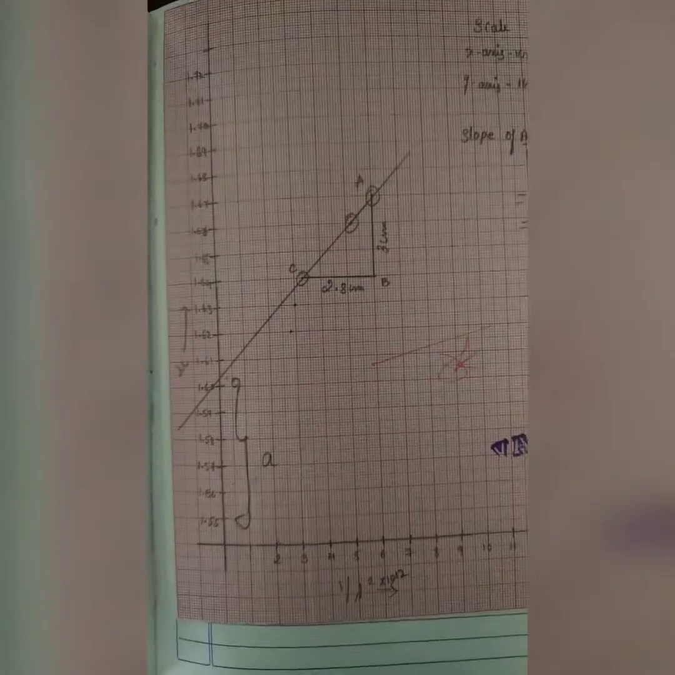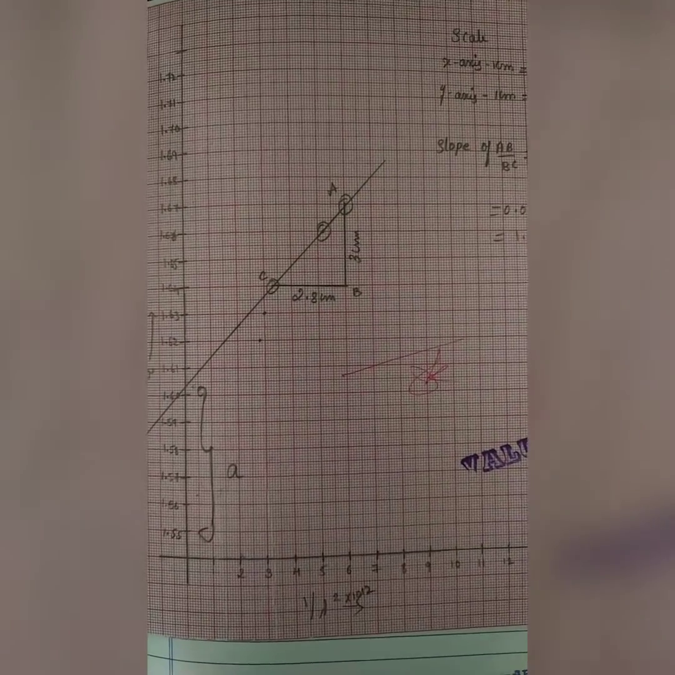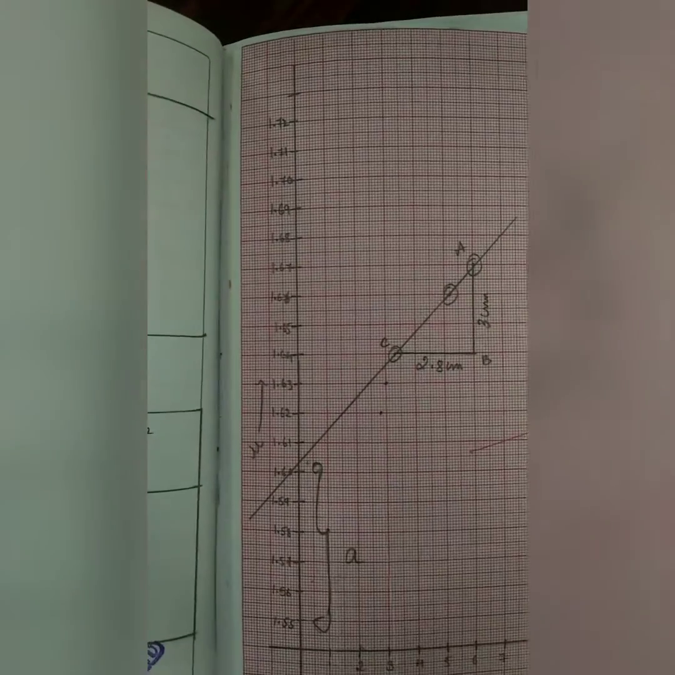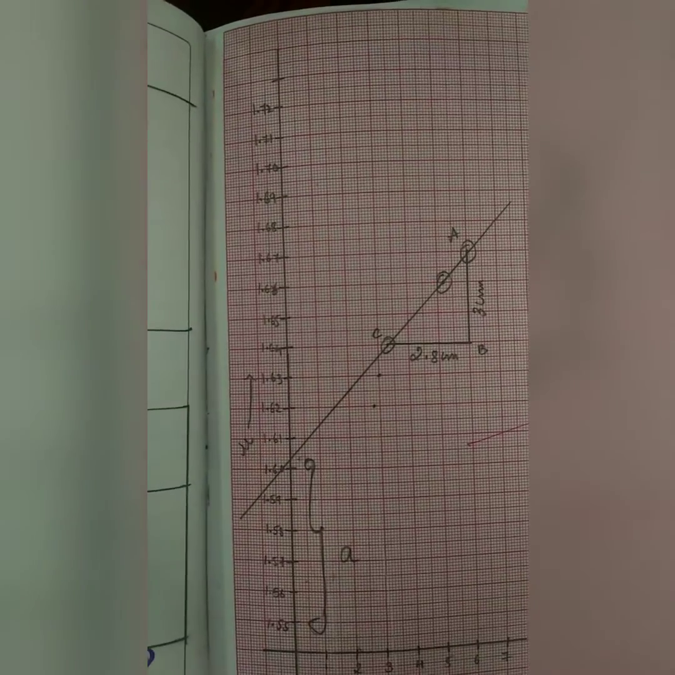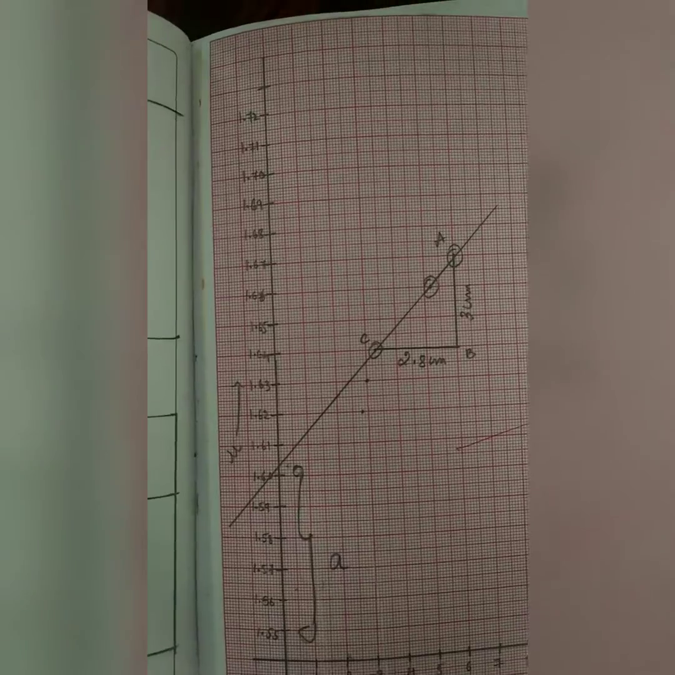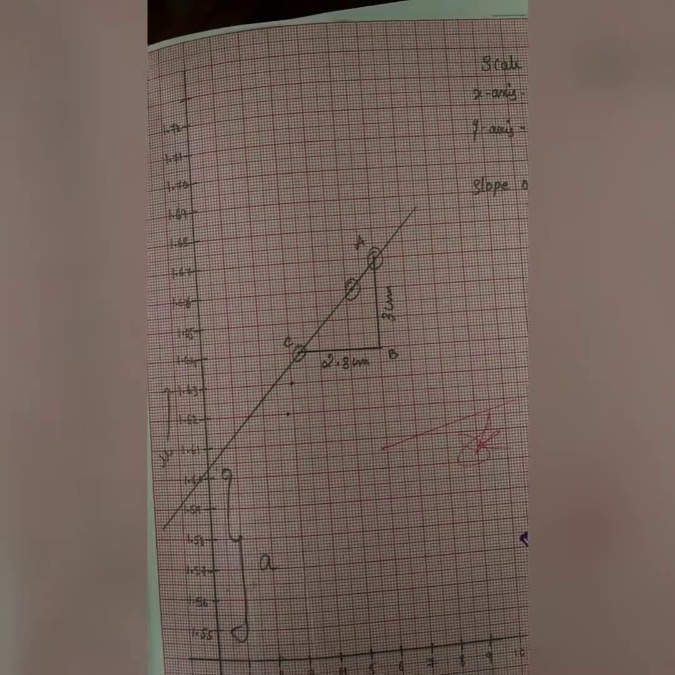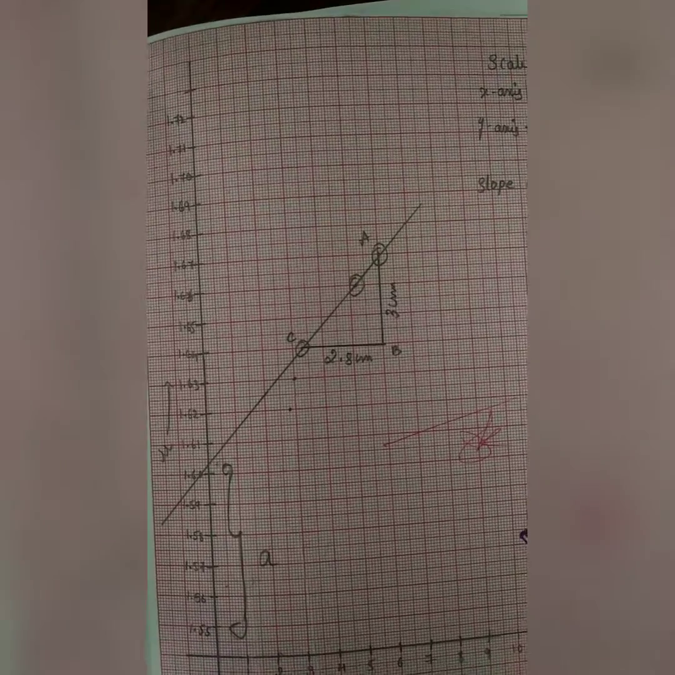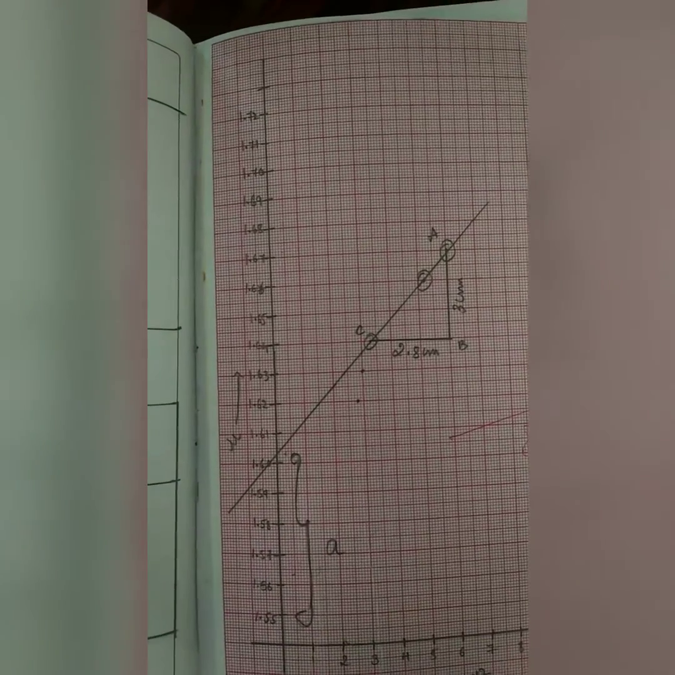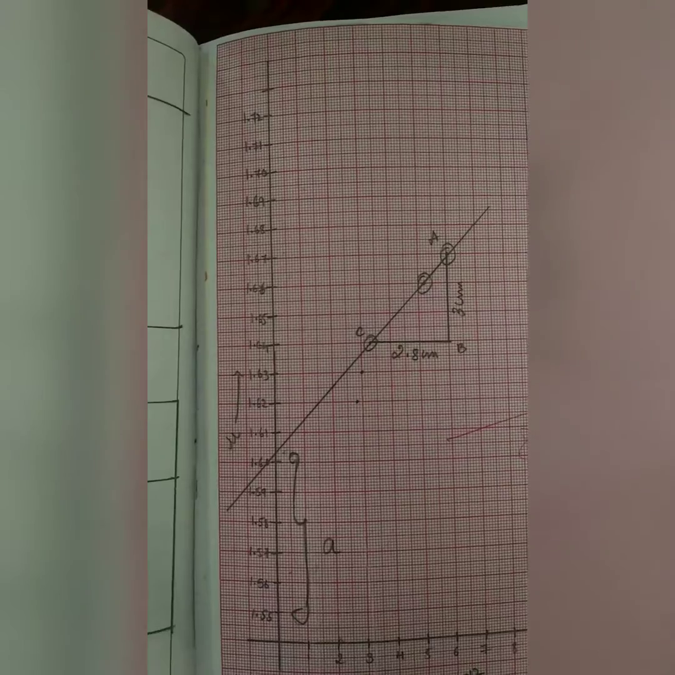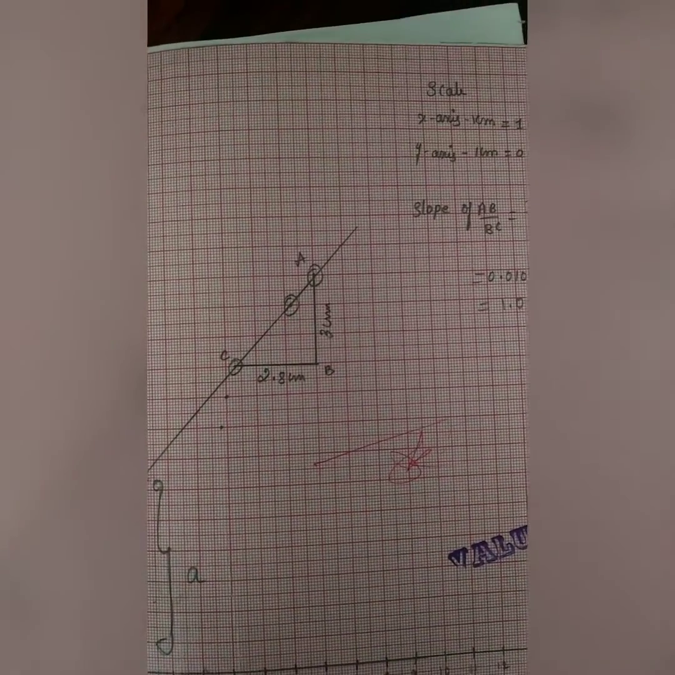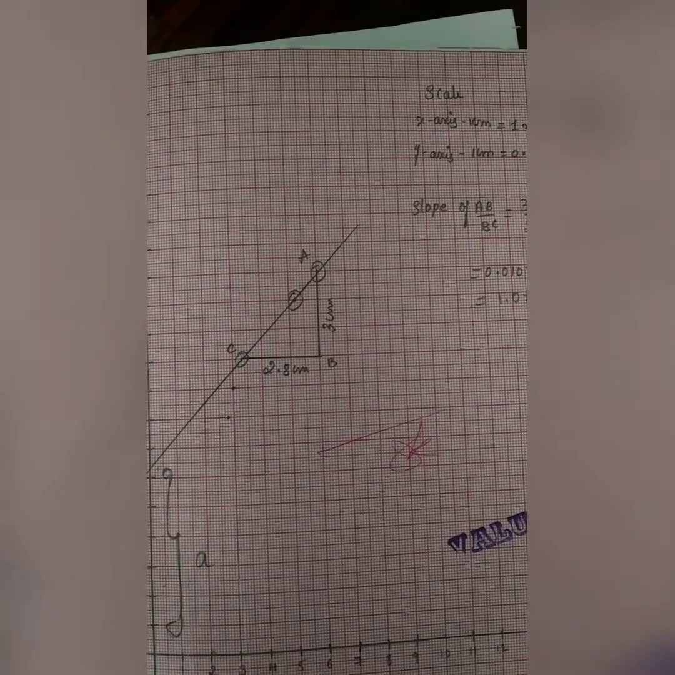Then you plot the graph like this. Along the x-axis you take the 1 by lambda square value, and along the y-axis you take the refractive index of the given colors. The nature of the graph is obtained like this. Then you extend the line. Where it meets the y-axis gives the value of A, and you take the slope of this line. The slope gives the value of B.